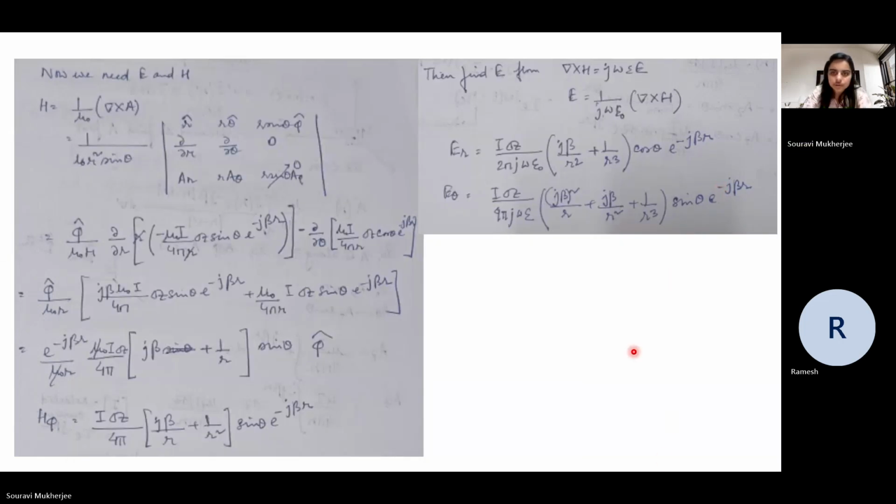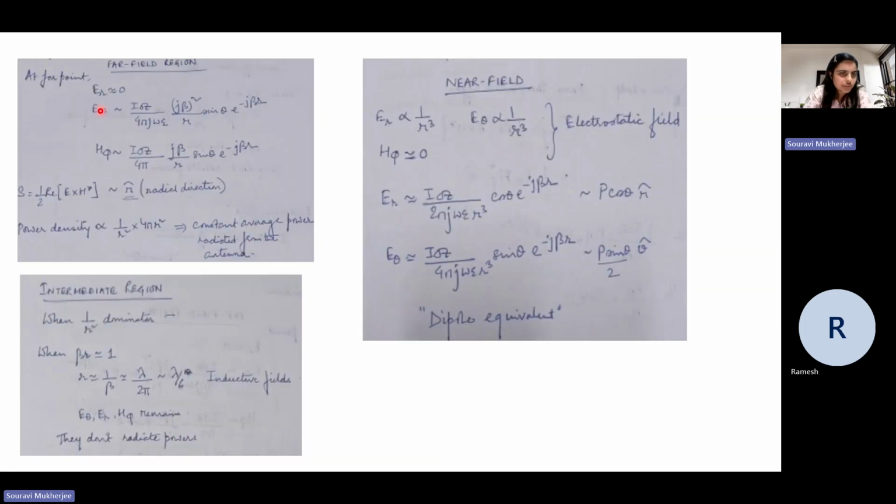So in the far field regime, the radial components only have 1 by r square and 1 by r cube terms, so these will almost go to 0. They will not play an important role. Here only this term will be the dominant term. Similarly, here you will have this term as your dominant term. So this is how the expressions of the different components of the electric field and magnetic field would look.